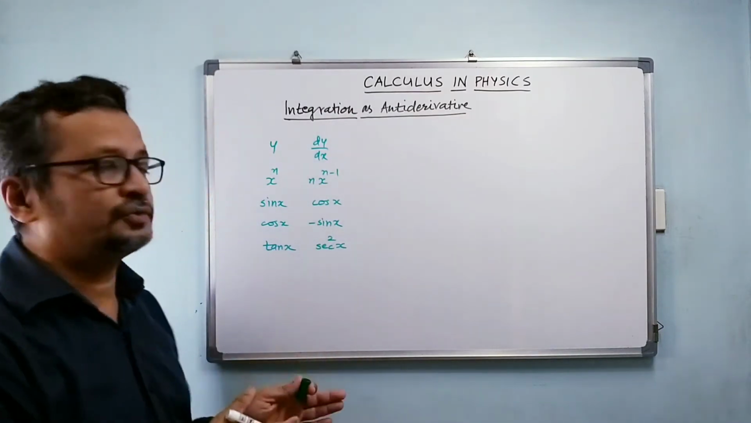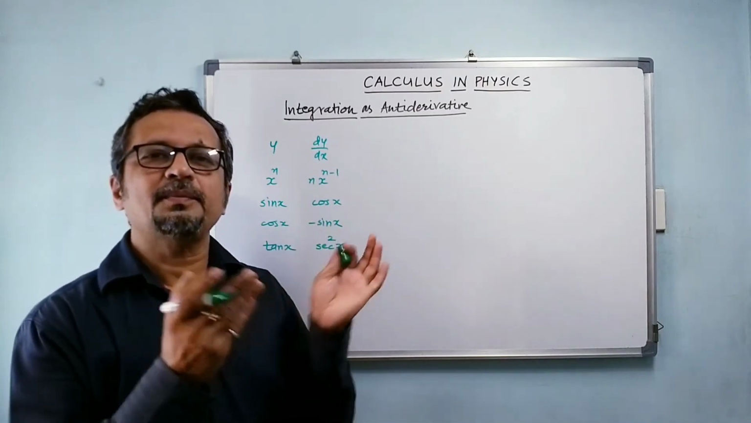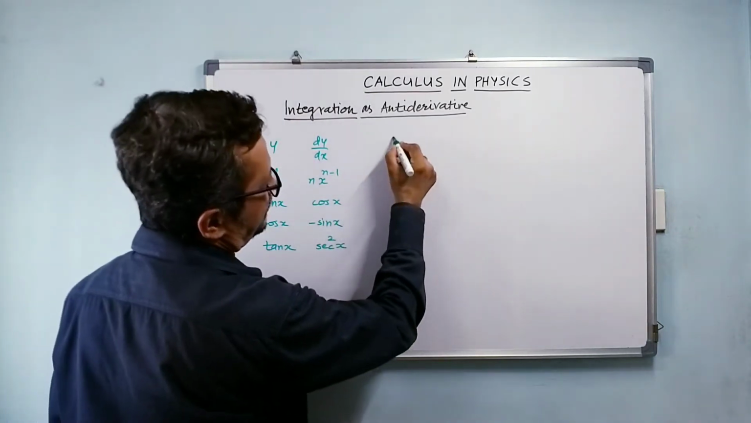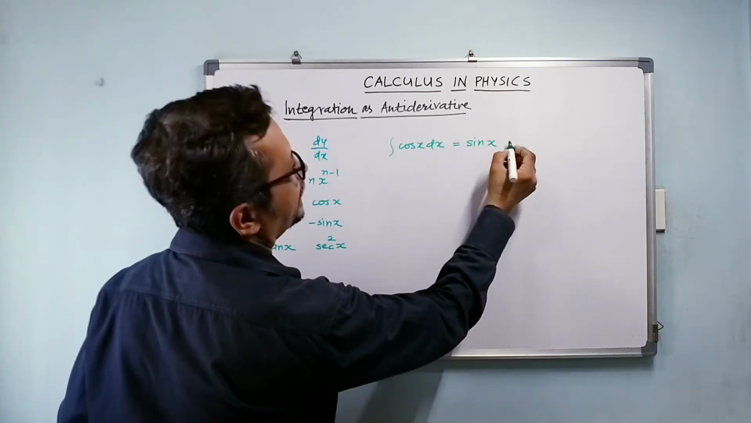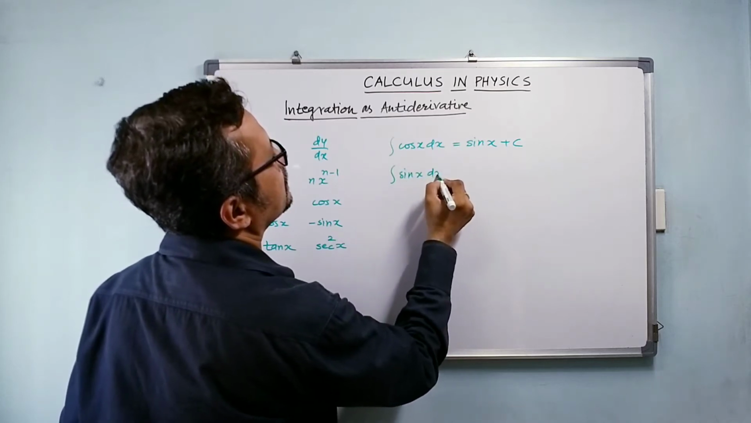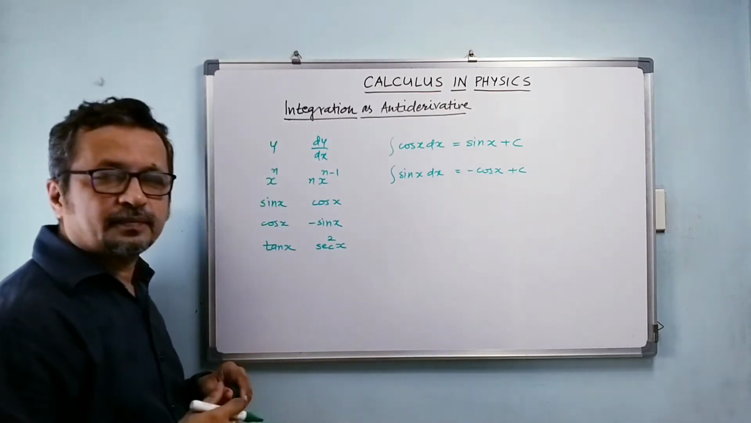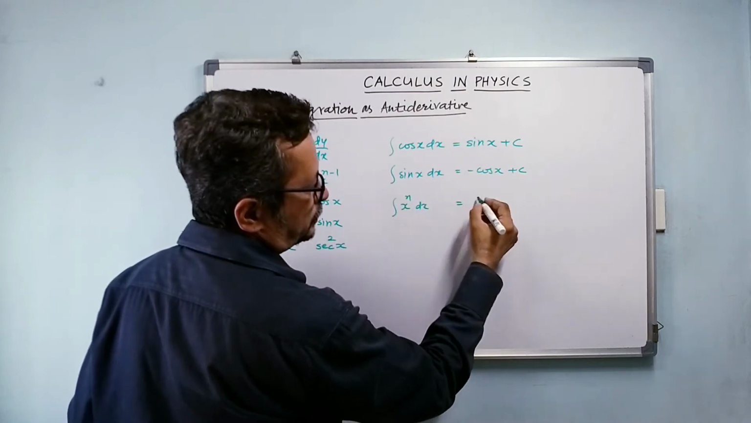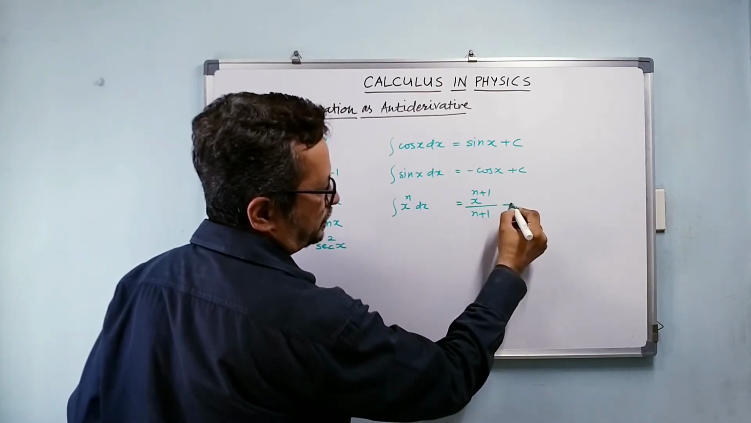Now what you can do is you can just take the derivative and then go back to the main function, which will give you integration. So what I mean to say is integral cos x dx is equal to sin x, and we have to add that constant c. Integral sin x is minus cos x plus c, and so on. Okay, integration of x raised to power n dx is equal to x raised to power n plus 1 upon n plus 1 plus c.